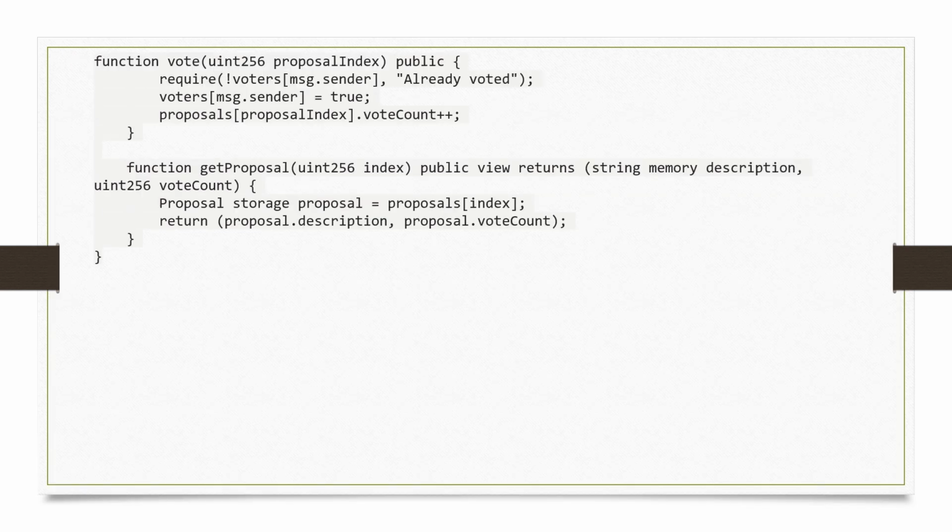Here is the vote function, and the get proposal function retrieves the details of a proposal, including its description and the number of votes it has received. This basic implementation demonstrates how on-chain governance can be constructed within a blockchain project.